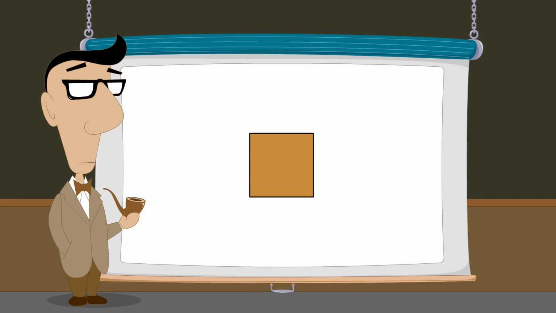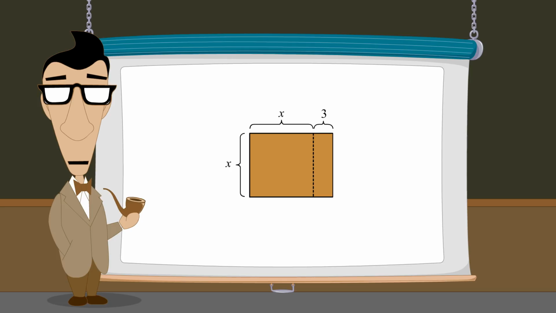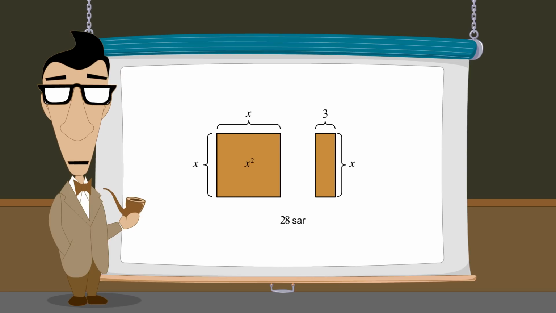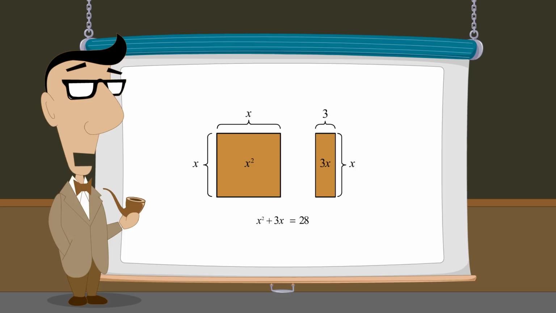A more difficult problem might be to find the length of the sides of a square storage chamber with an additional 3 ninden long extension, where the total storage area must be 28 sar. This problem could be represented by the equation x squared plus 3x equals 28. Or subtracting 28 from both sides, the equation could be written as x squared plus 3x minus 28 equals 0.